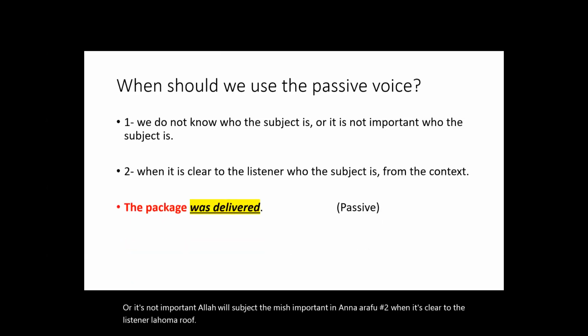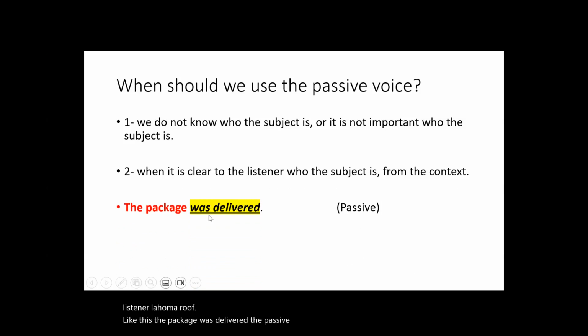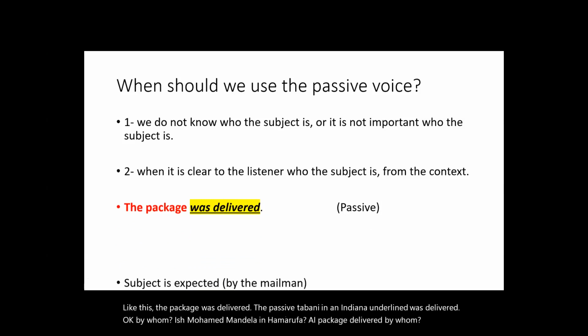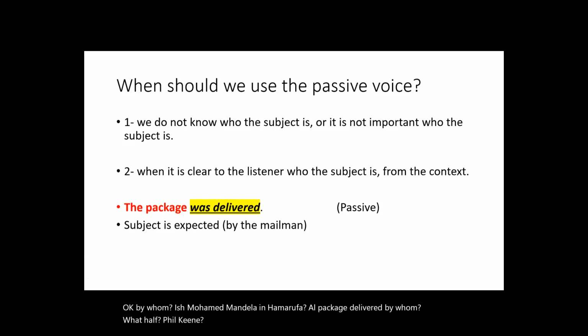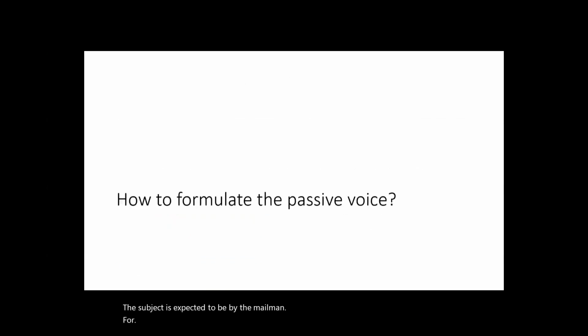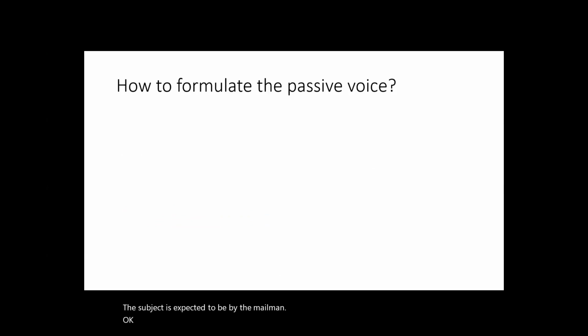Like this, the package was delivered. دي passive طبعا لأن أنا عندي هنا underlined was delivered. Okay, by whom مش مهم عندي لأنها معروفة. هيبقى الباكج delivered by whom واضحة في الكلام. The subject is expected to be the mailman. يبقى معروف جدا اللي هيرسل الباكج بتاعتي هو الميلمان، فهي معروفة فمش لازم أذكرها، عشان كده على طول هي passive. Okay, طيب.